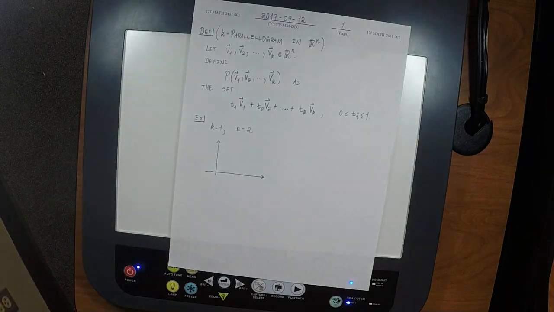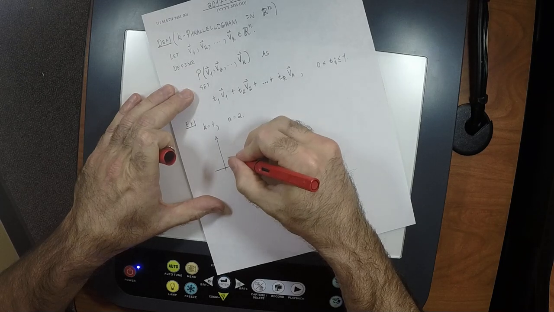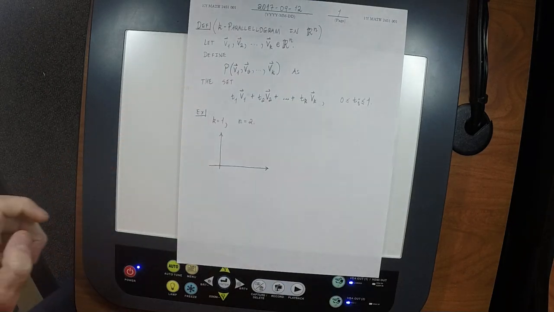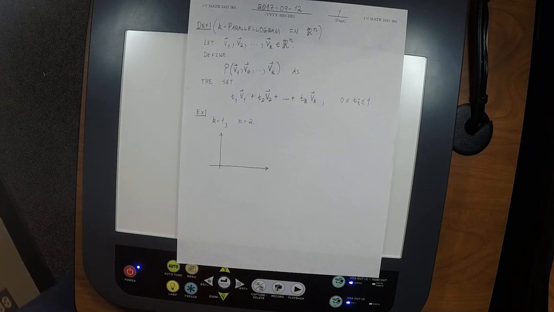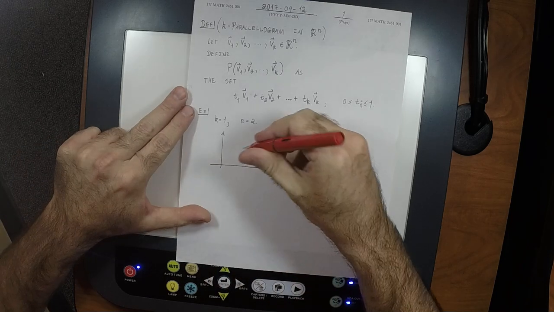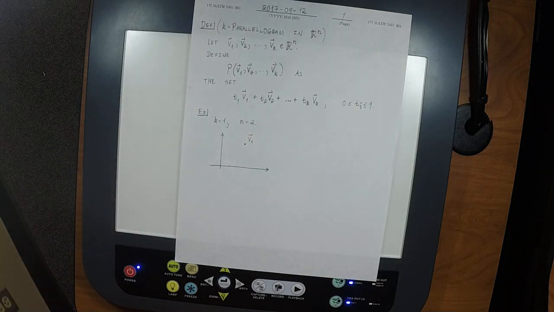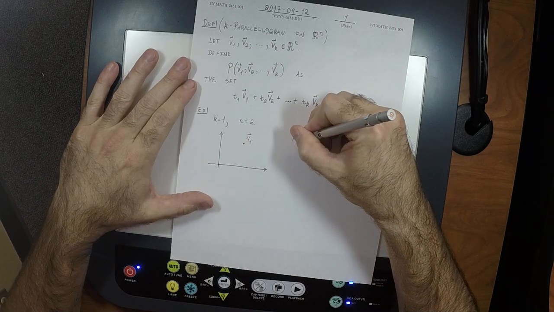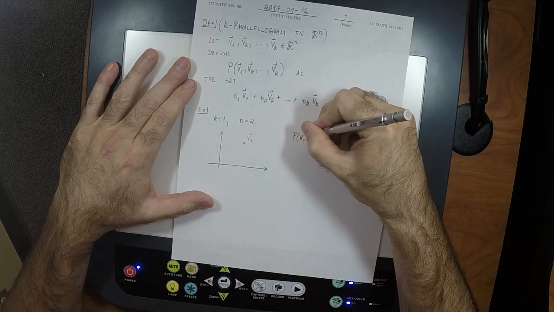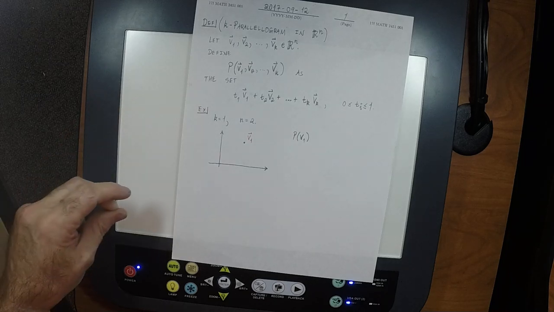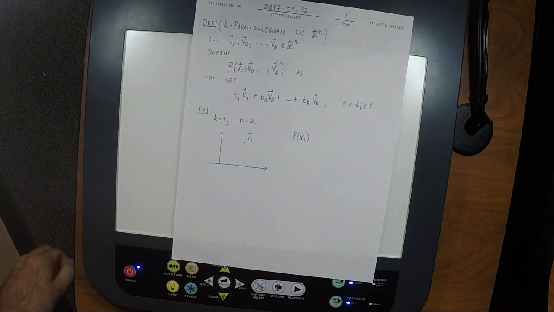Suppose we have this vector right here. I'm going to draw a point, because if I drew the vector, it would obscure what I'm trying to draw. So I'm going to draw the position that the vector is pointing to as if its tail were at the origin. So here's the vector v1, and that's where its head would be pointing. So P of v1 would be the set of all scalar multiples of v1 where that scalar is between 0 and 1.